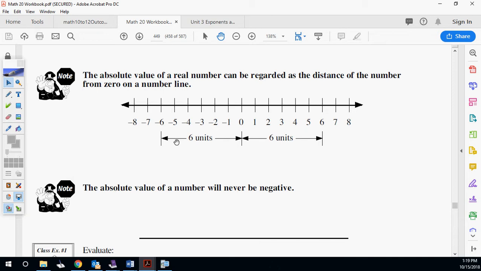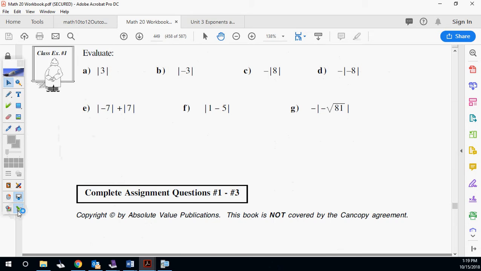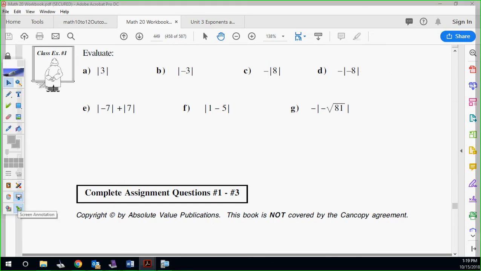Let's go to these absolute value questions real quick and understand the differences between them. Absolute value of 3, what's the distance of 3? 3. Absolute value of negative 3? 3. Absolute value of 8, then negative. Negative 8. That one's negative because the negative is outside the absolute value. The absolute value can't do anything to it.